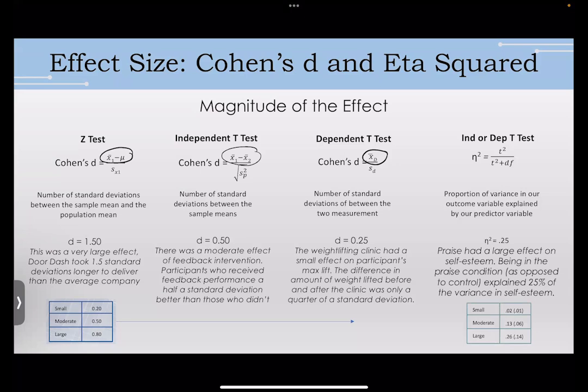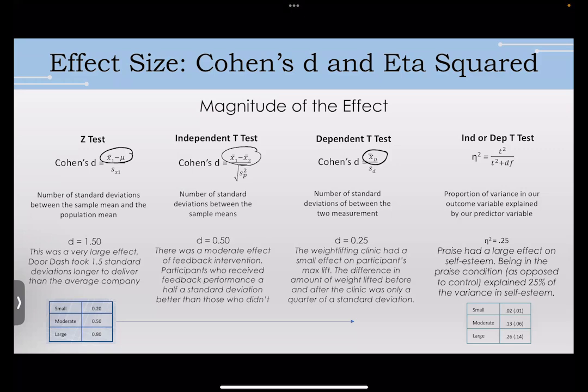So, for example, if we're looking at the relationship between praise and self-esteem, and we get an eta of 0.25, we report it in decimals, but we interpret it in percents. So if the decimal is 0.25, we could say praise had a large effect on self-esteem. Being in the praise condition, as opposed to control, explained 25% of the variance in self-esteem.